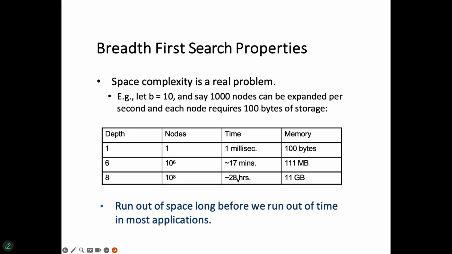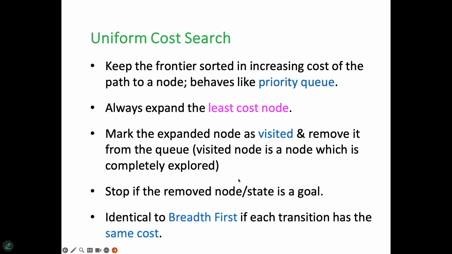And then I'm just going to quickly skip this one because we have already explained it. I updated the slides here because I realized some of these numbers were not accurate. So I updated this timing, which is about 17 minutes, and this is about 28 hours. It wasn't accurate before. And next we talked about uniform cost search, right?